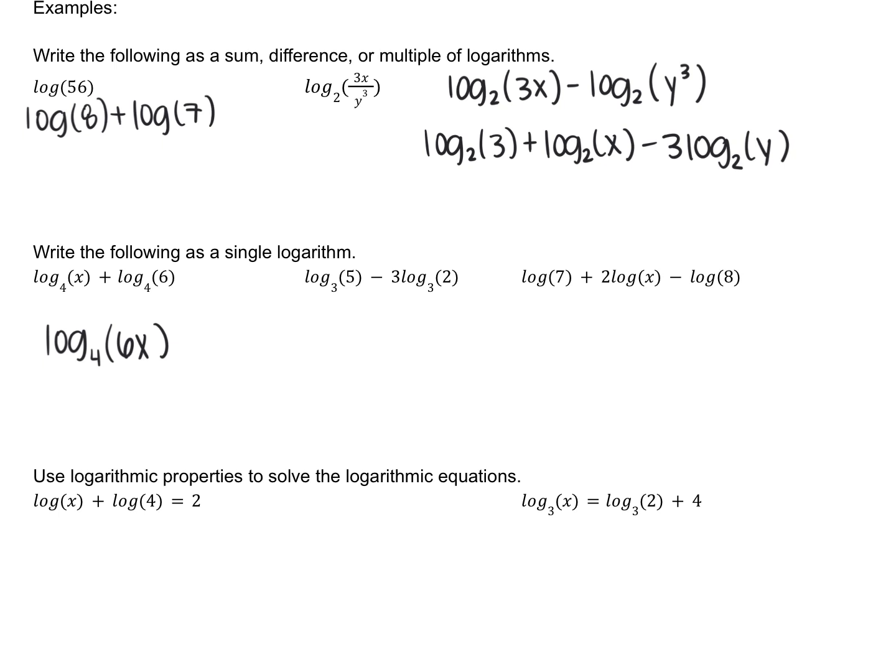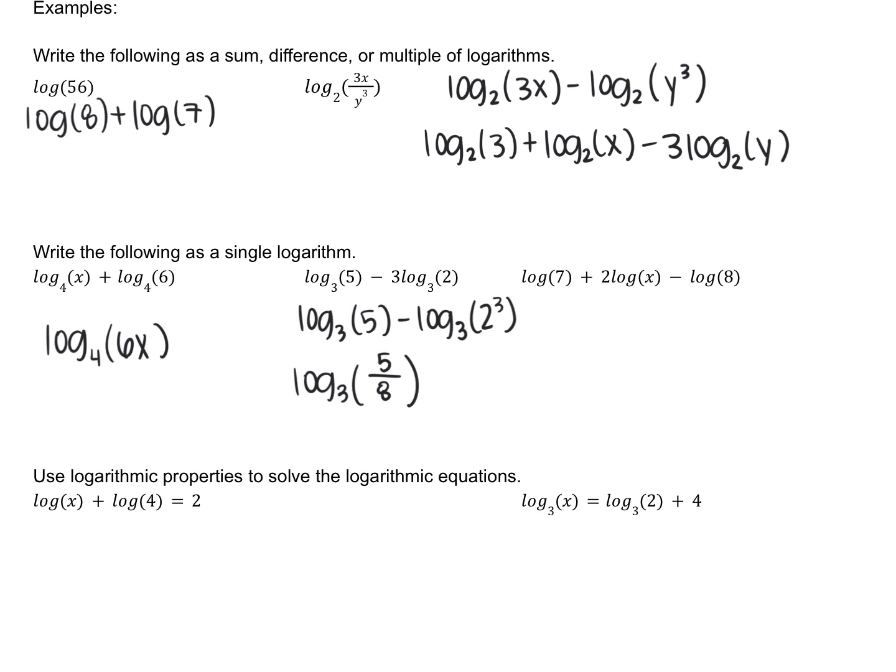Our second example, log base 3 of 5 minus 3 log base 3 of 2. So before I combine this as division, I have a number in front of my logarithm that I have to rewrite as an exponent. So it becomes log base 3 of 5 minus log base 3 of 2 cubed. So now when I combine it as division, it becomes log base 3 of 5 over, and then I want to go ahead and evaluate 2 cubed, which is 8.